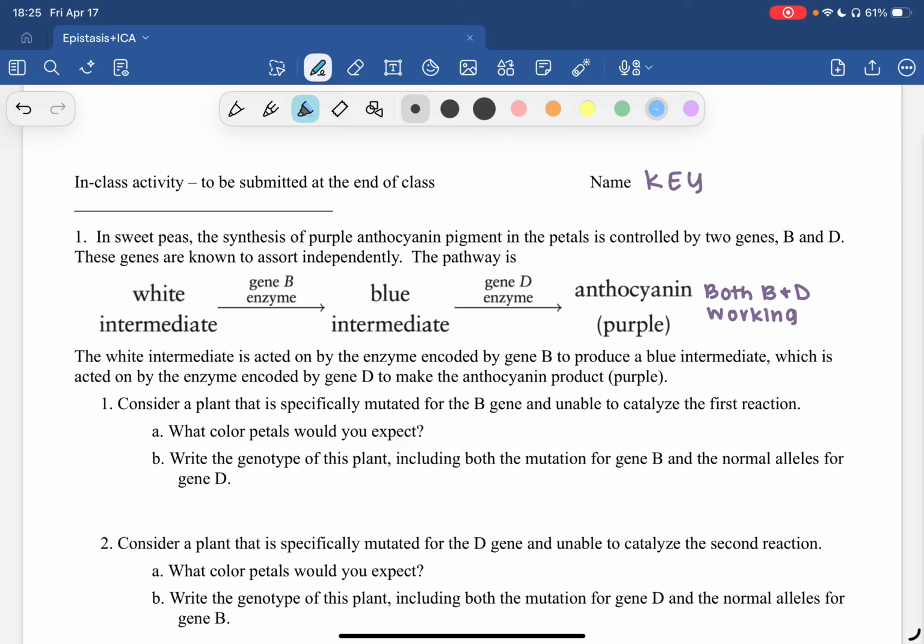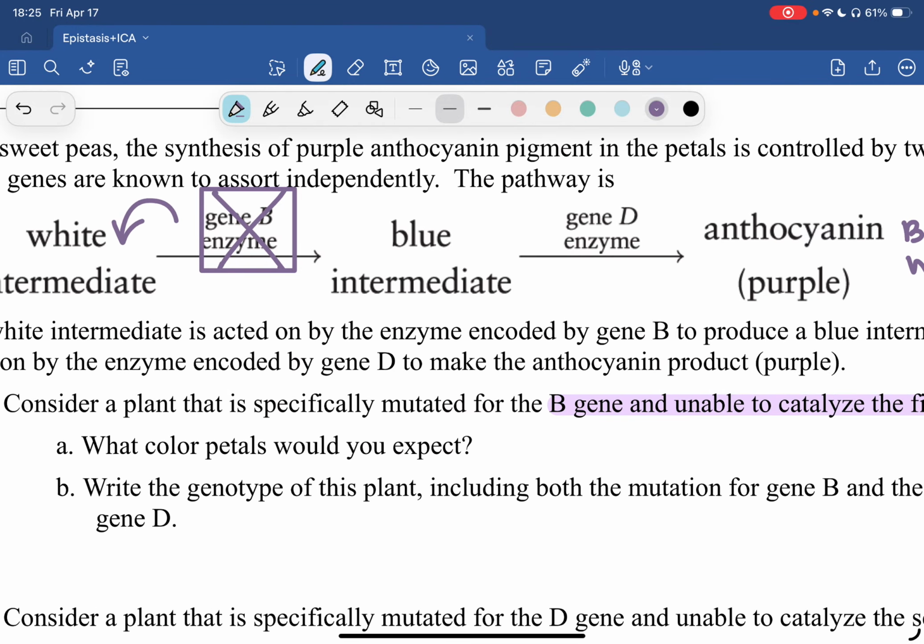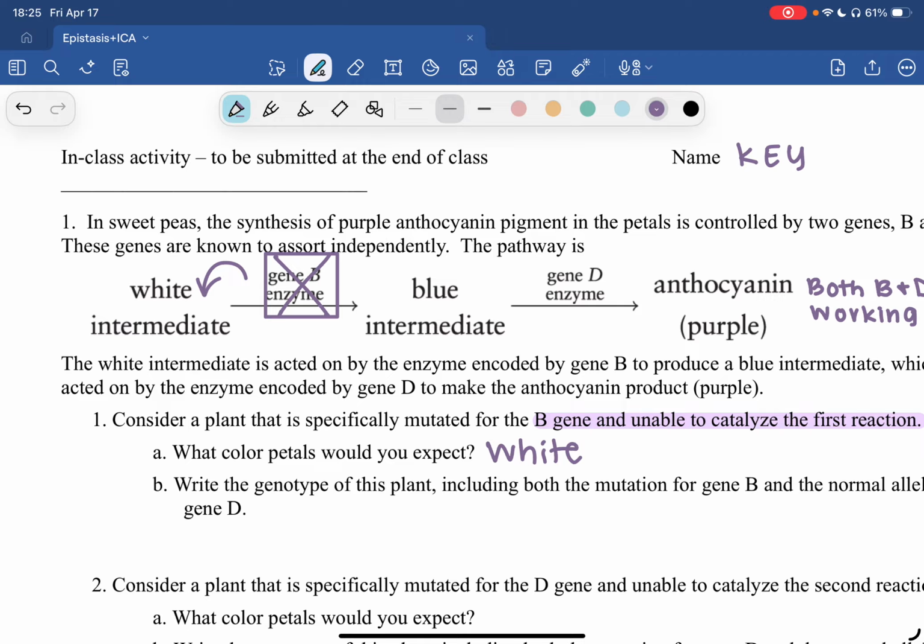So consider a plant that is specifically mutated for the B gene and unable to catalyze the first reaction. What color petals would you see? So there's a mutation here in this B enzyme, so that means that this one does not work, so put an X, and then again we're going to jump back to the previous color, which would make this individual white. Again, because B has a mutation, it can't move on to the next step to produce that blue color.